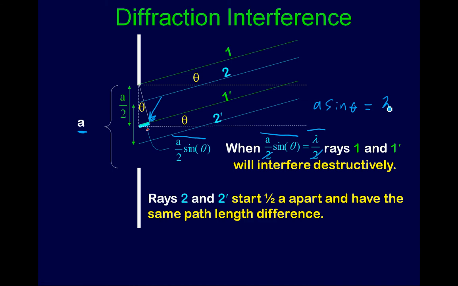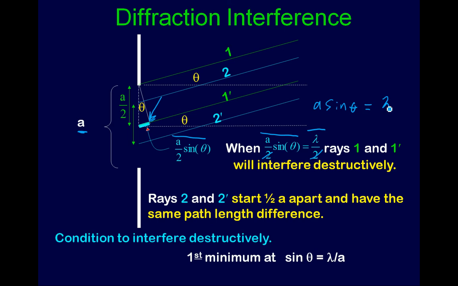Then there's these rays 2 and 2 prime, and there's basically a whole bunch, depending on how you slice the aperture up, that have this same path length difference. And so the first minimum will happen at A sine theta equals lambda, where if you divide by the A, you get sine theta equals lambda divided by A.